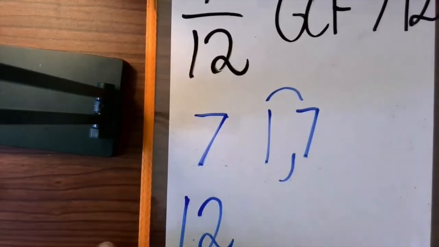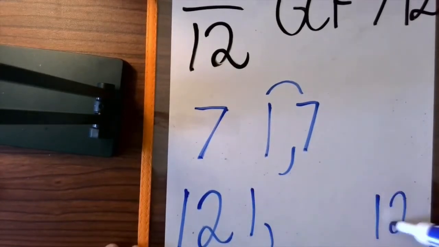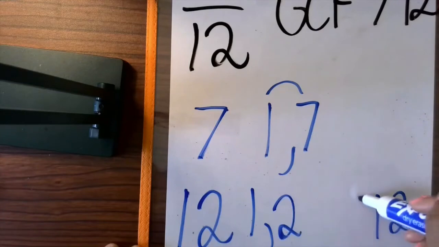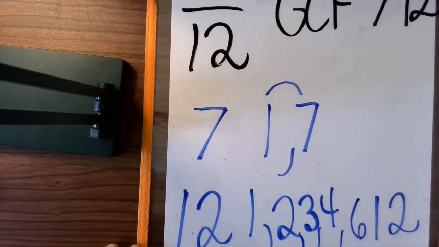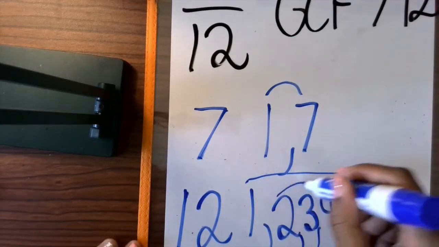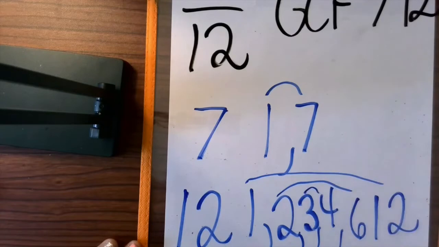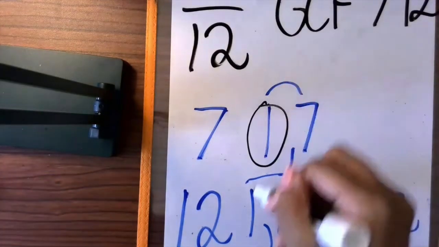I know that my factors for 12 are 1 and 12, 2 and 6, and 3 and 4. I can check that by saying that 1 times 12 is 12, 2 times 6 is 12, and 3 times 4 is 12. Now that I've listed both my factors for 7 and 12, I need to find the greatest common factor. In this case, there's only one common factor, which is 1.